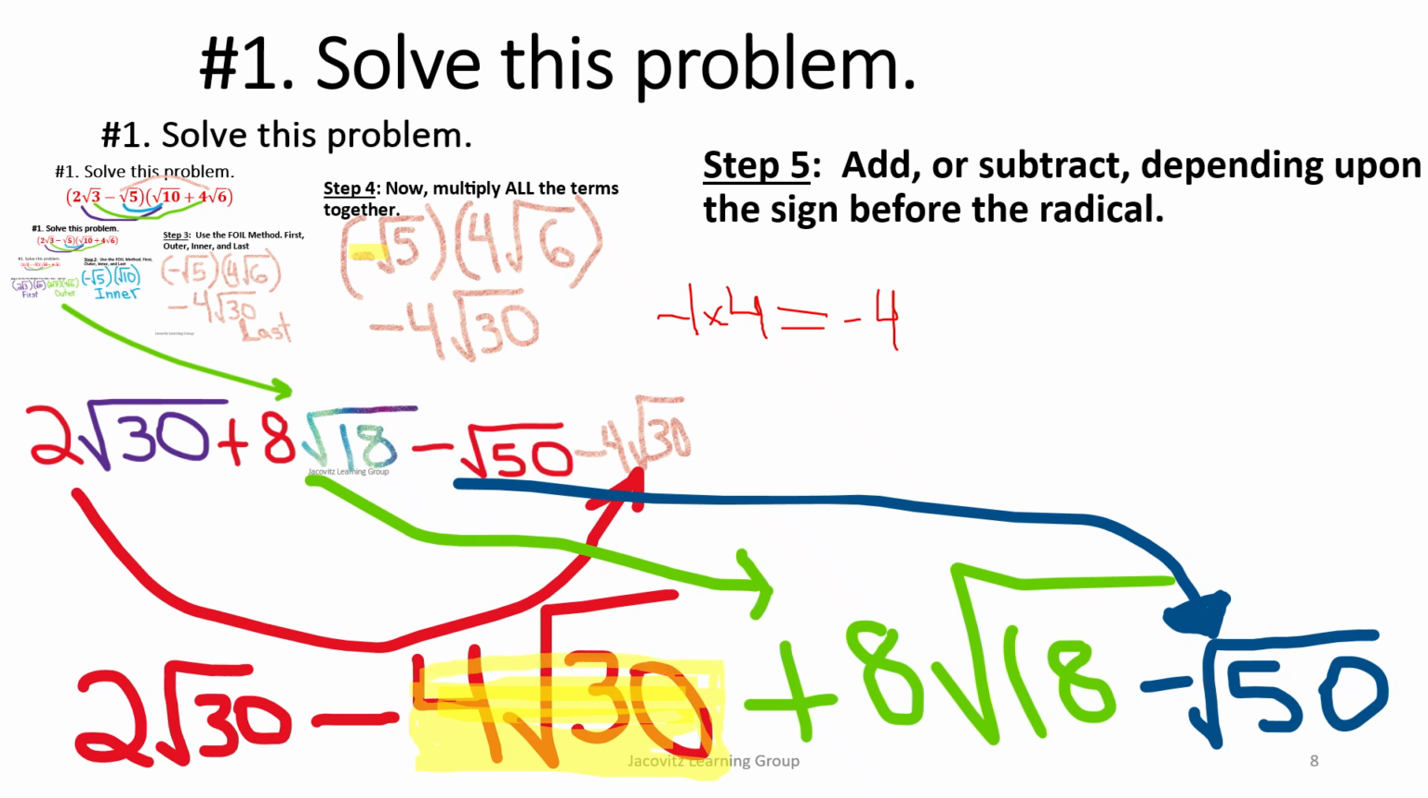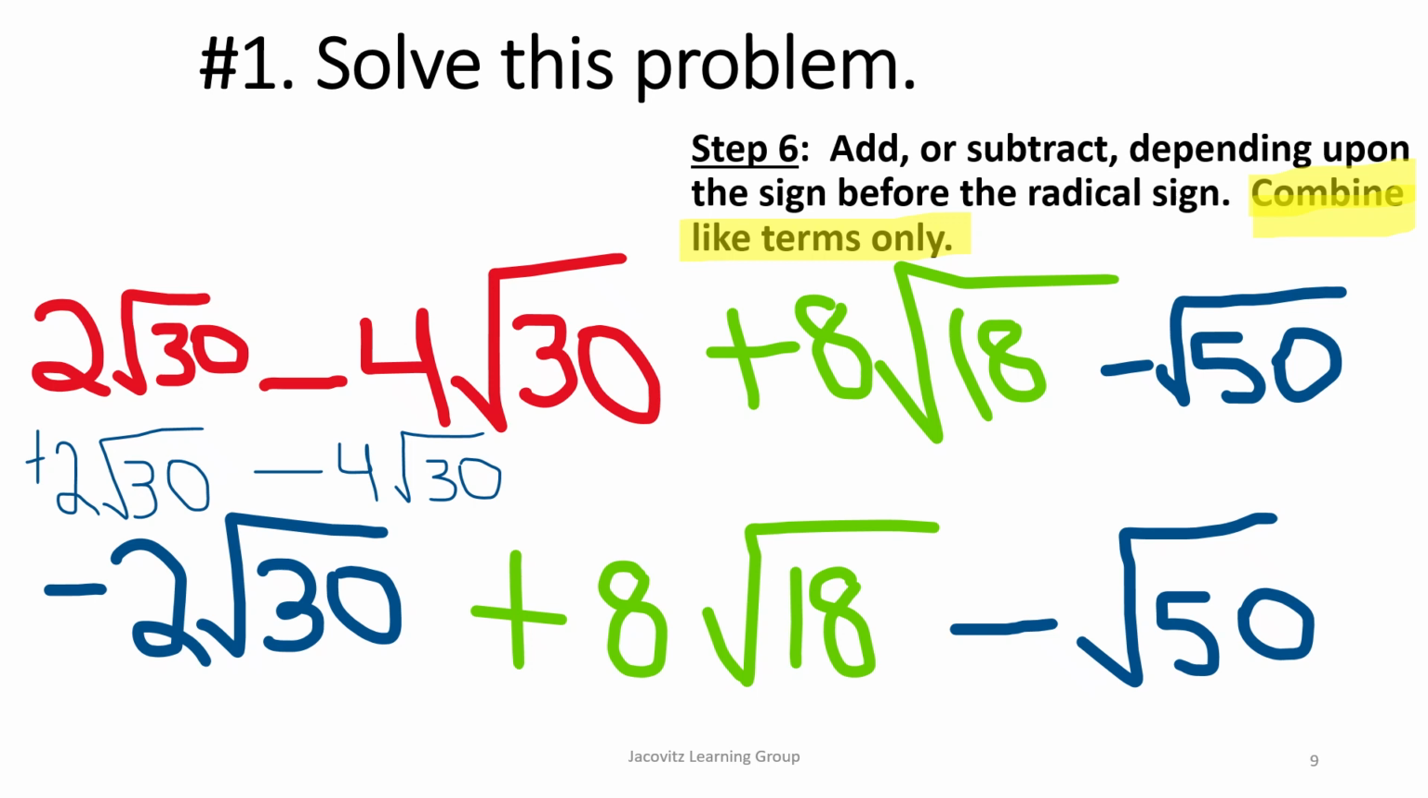Okay, now, what are you going to do with all of this? What two terms do you see that are alike? You see 2 square root of 30 minus 4 square root of 30. Okay, now look, positive 2 square root of 30 minus 4 square root of 30 gives you -2 square root of 30. Plus, you still have all of this to get together and add up.